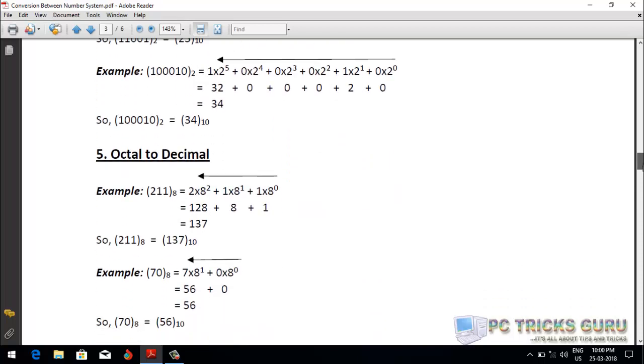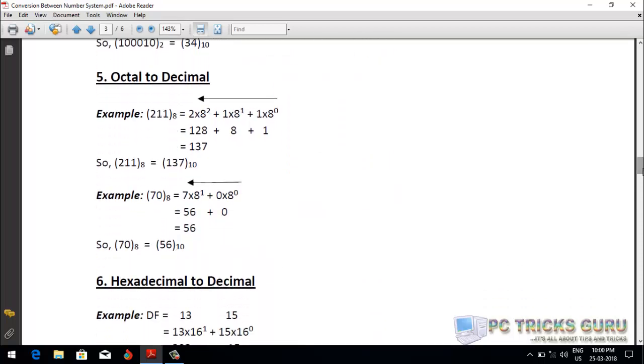Next one is octal to decimal. I've taken 211 base 8 and we want to convert it into base 10. So the thing is the same, write it from right to left: 1, 1, 2. 1 plus 1 plus 2, then 8. Write the base number here and add the power 0, then 8 to the power 1, 8 to the power 2. So this conversion follows this series. After solving this equation, we get 137. So 211 base 8 gets 137 base 10.